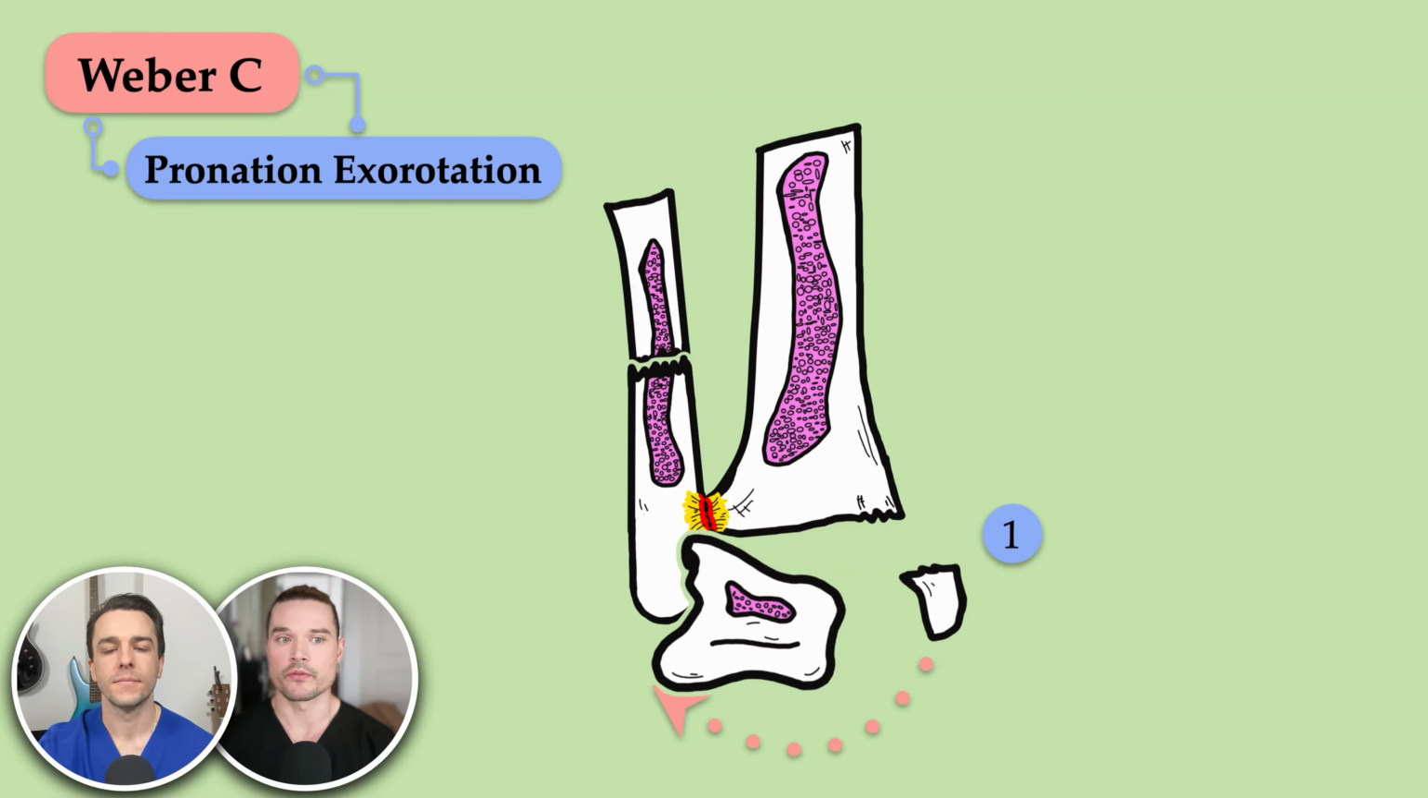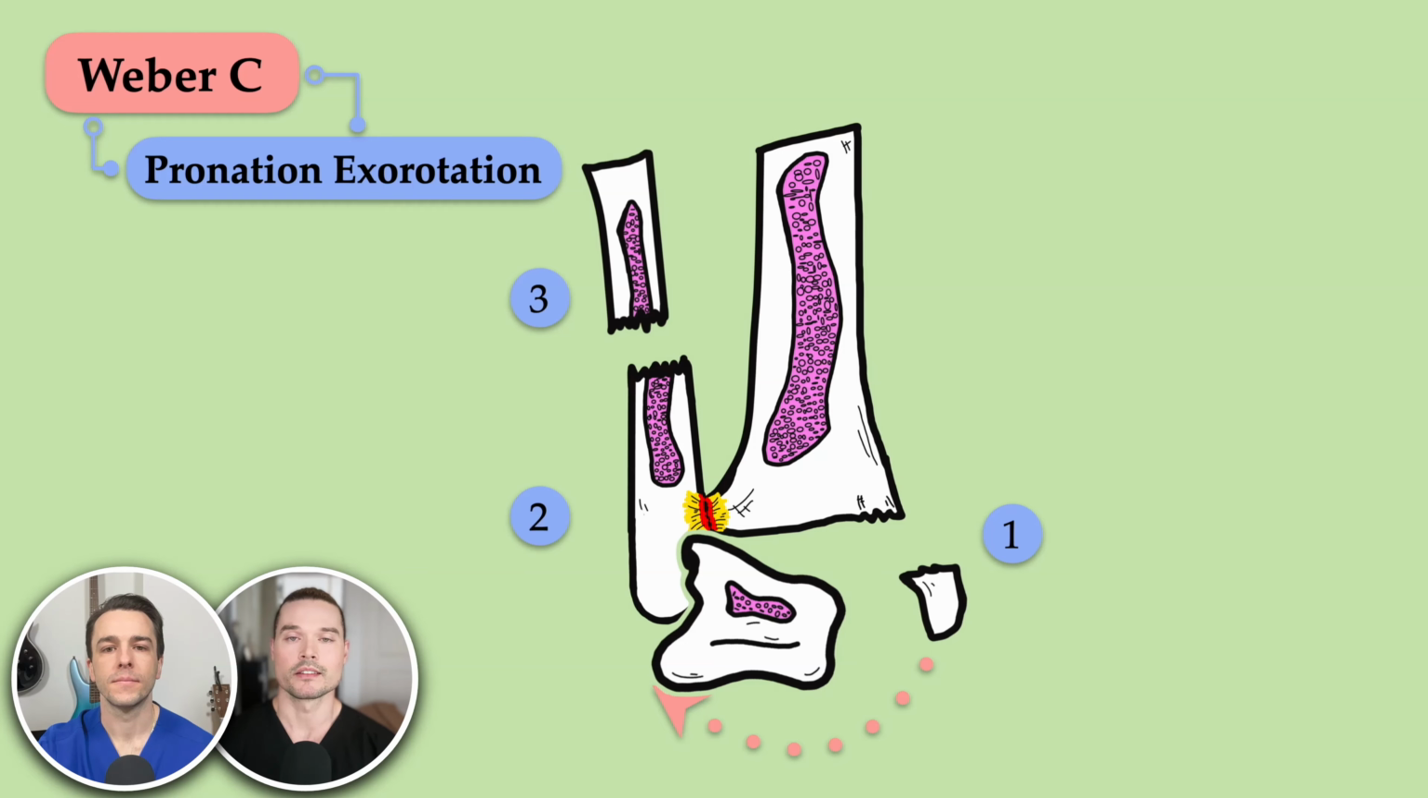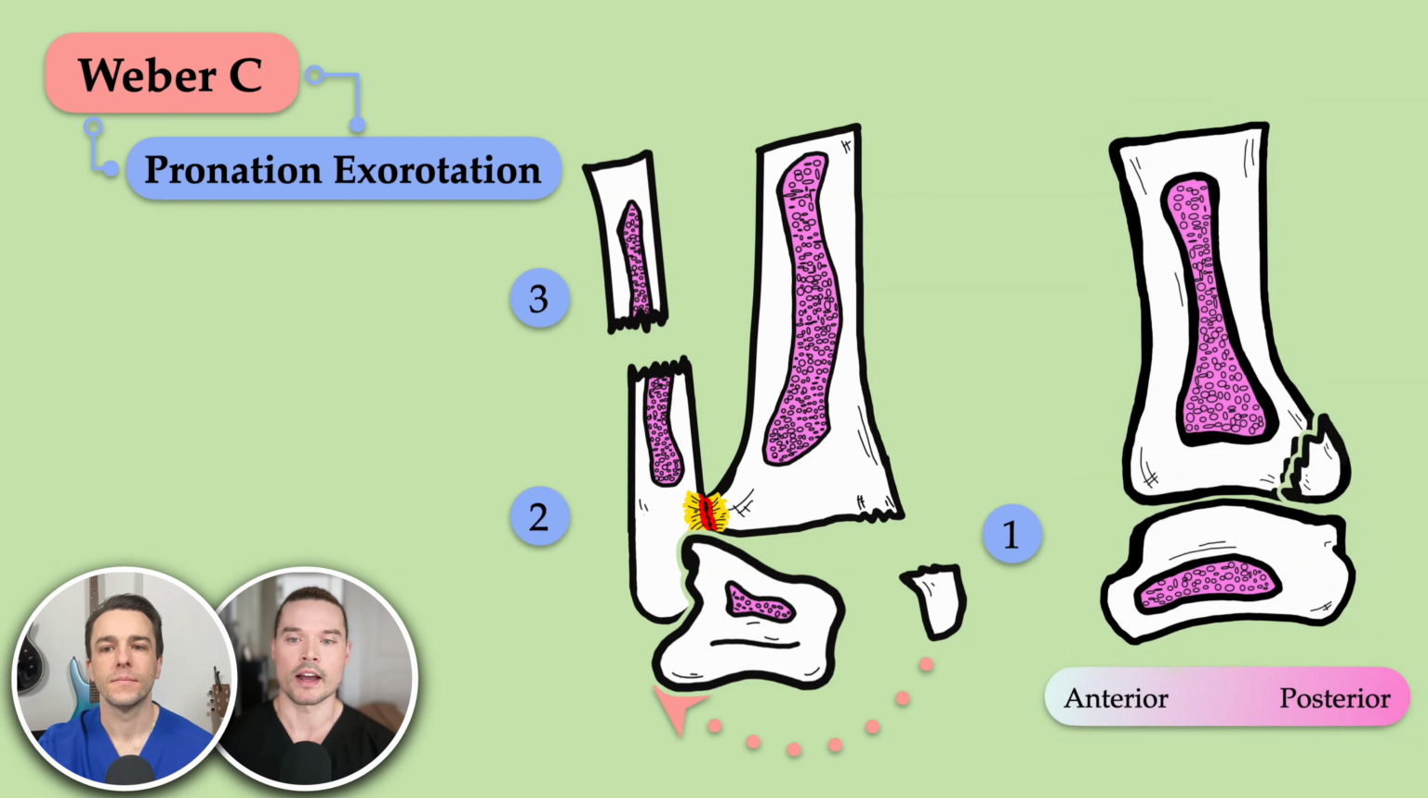Now, this is somewhat different from our Weber B, where the medial malleolus involvement was stage 4. Stage 2 is rupture of the anterior syndesmosis. Stage 3 is fracture of the fibula above the level of the syndesmosis. In stage 4, we will bring in our lateral again, and that is going to be rupture of the posterior syndesmosis or avulsion fracture of the posterior malleolus.